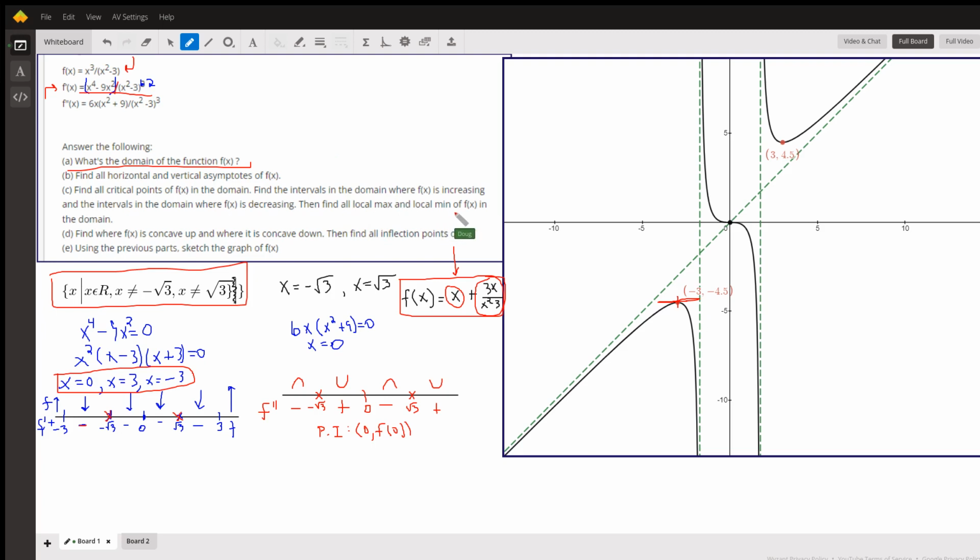Find local max, local min. So that's what this is, a relative or local maximum. And the same over here, the function went from decreasing to increasing at 3. So there's a relative minimum there at 3.